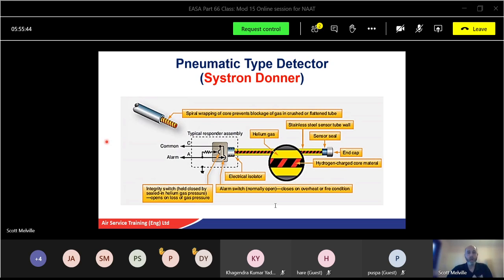So a pneumatic type uses inert gas, in this case helium. The integrity diaphragm contacts are normally closed, signifying the presence of residual gas pressure in the element, and the normally open contacts will close in response to increased gas pressure. In other words, when the gas has been heated up, they will close. And again, all this action is through 28 volts DC.